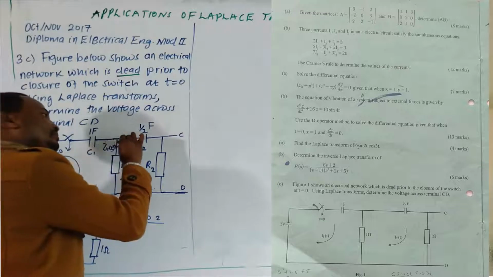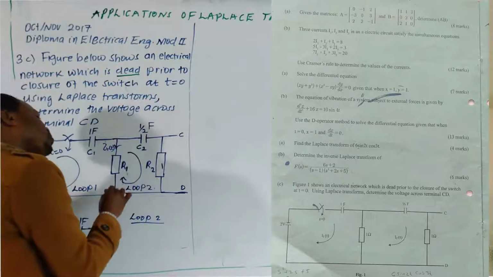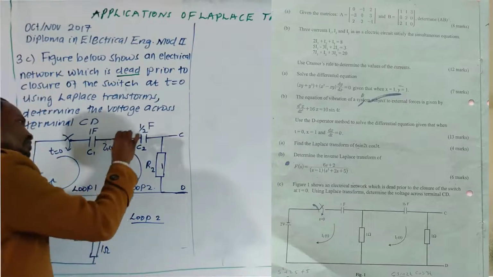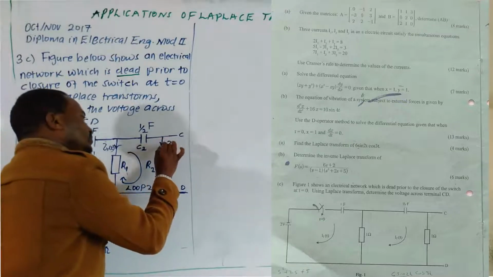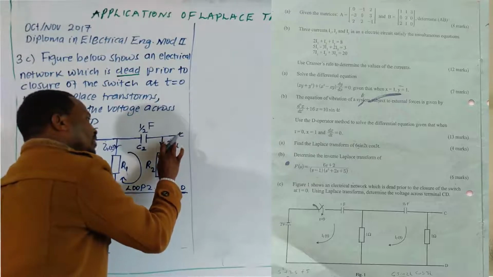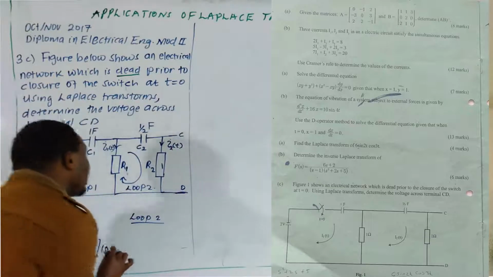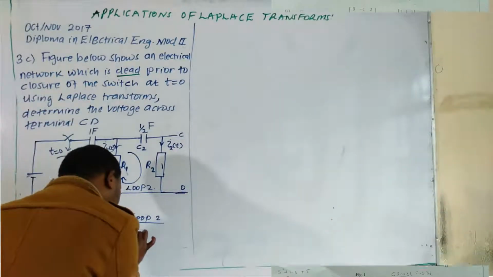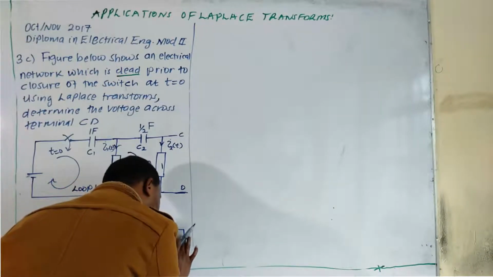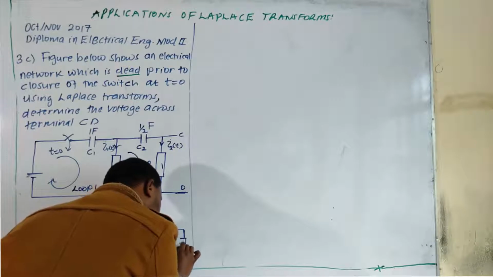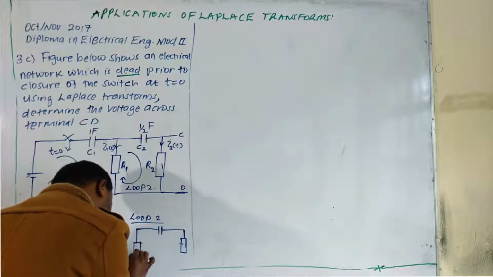The other current will flow through this path. So current 2 will circulate in this path. That path is current I2, which is a function of time. That current will circulate through this path. We have a capacitor, a resistor, another resistor here.